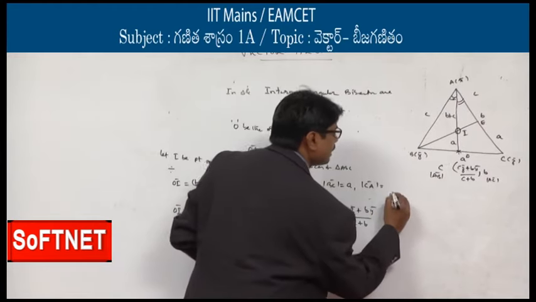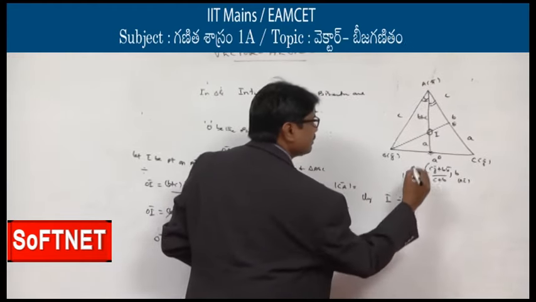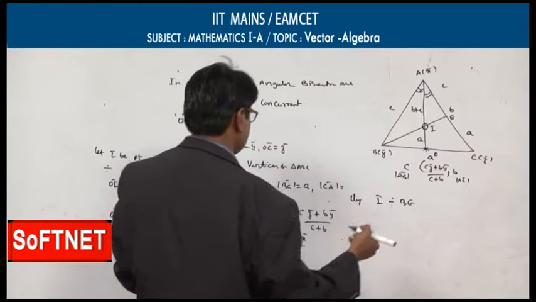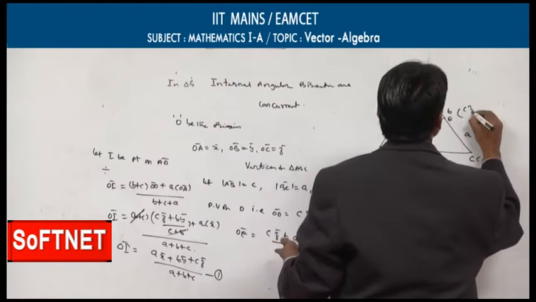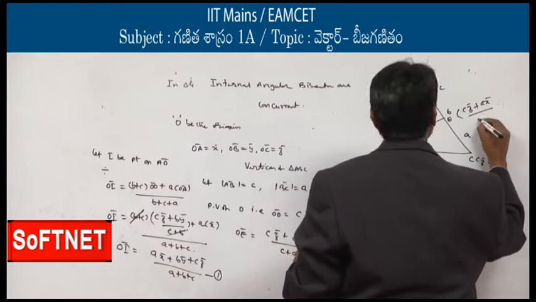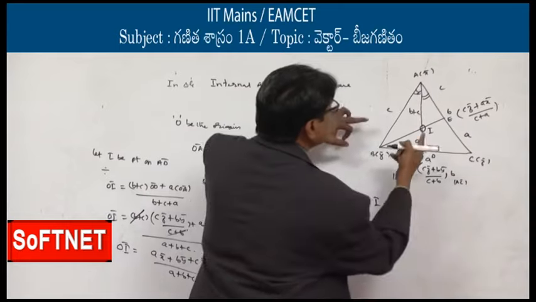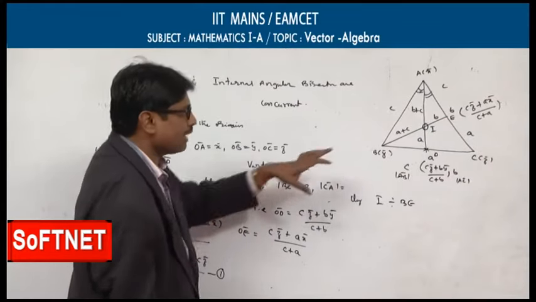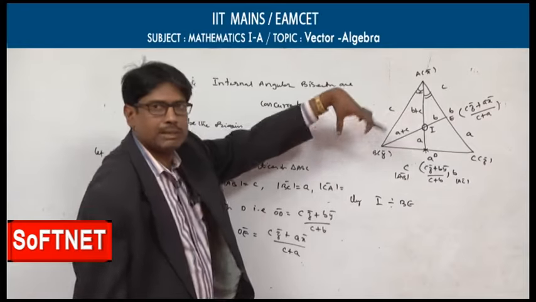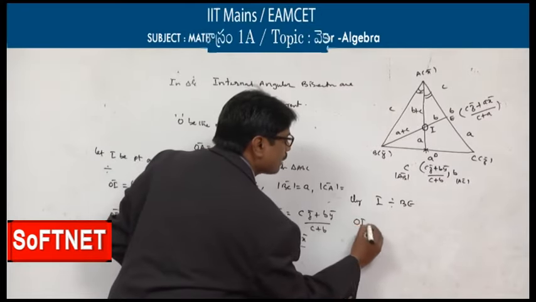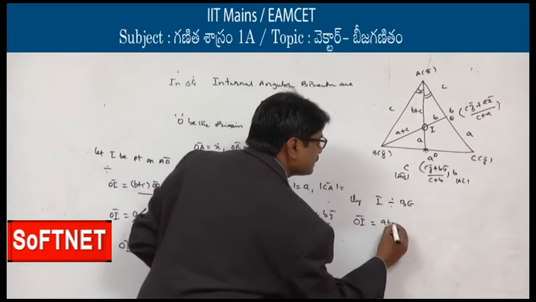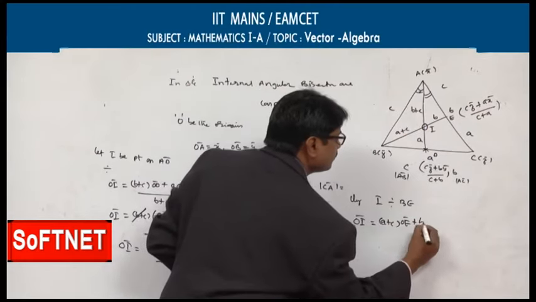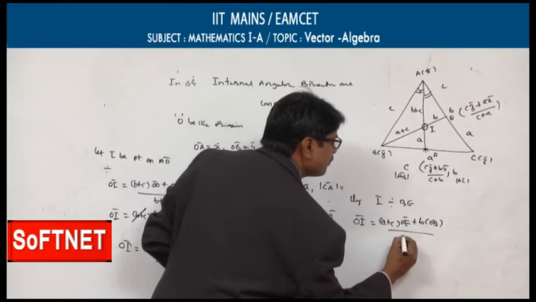Similarly, I divides BE bar. Just now we did OE bar, which is C times Z bar plus A times X bar divided by C plus A. Now take I dividing BE in the ratio of A plus C to B. Finding the position vector of I with respect to BE, OI bar will be equal to A plus C times OE bar plus B times OB bar, divided by A plus C plus B.